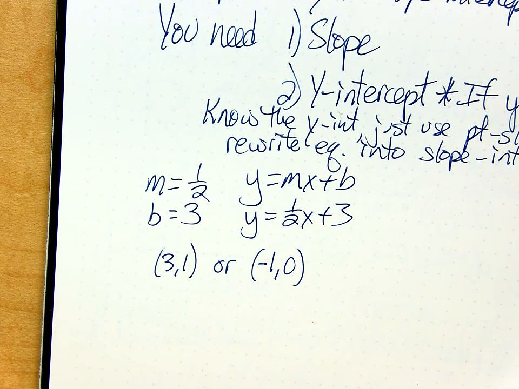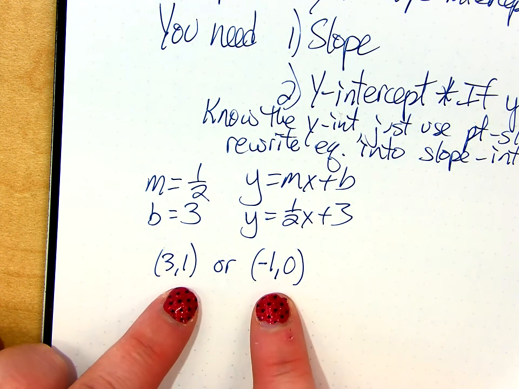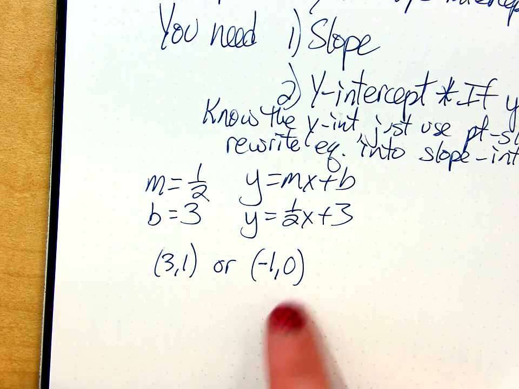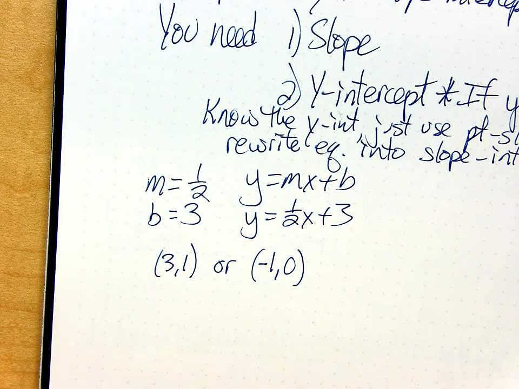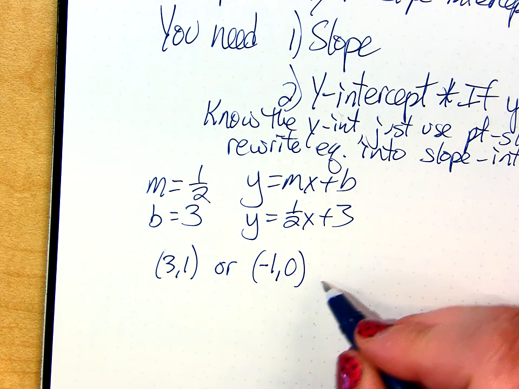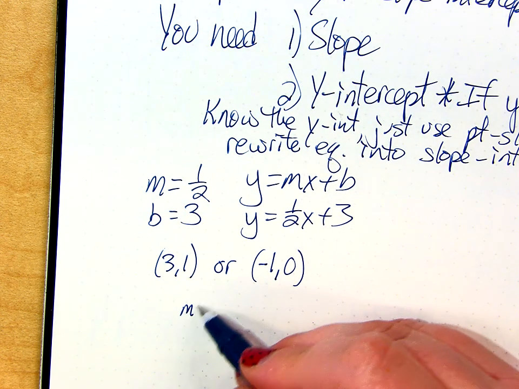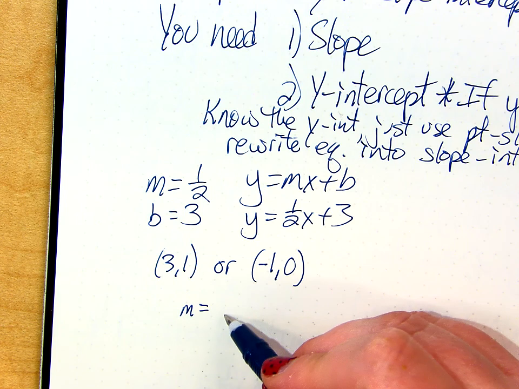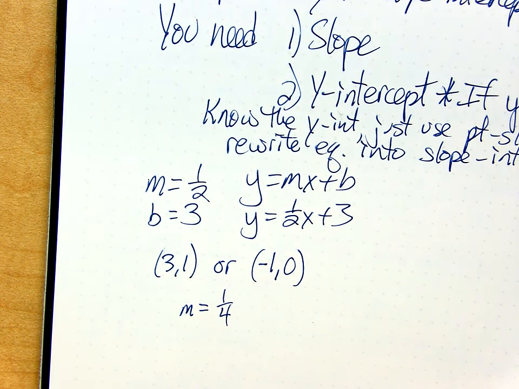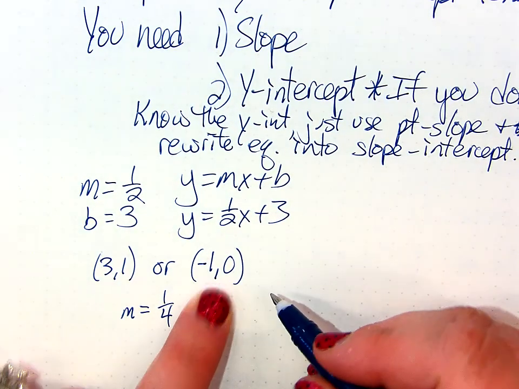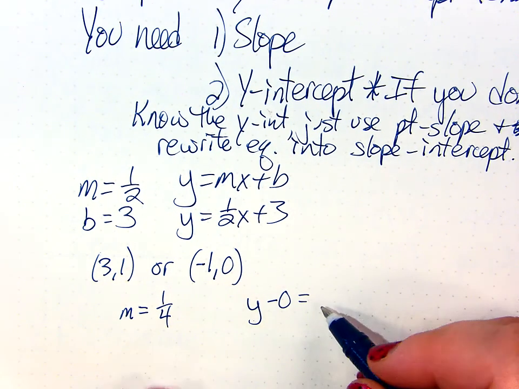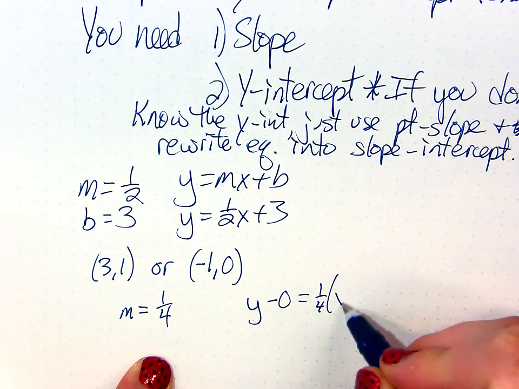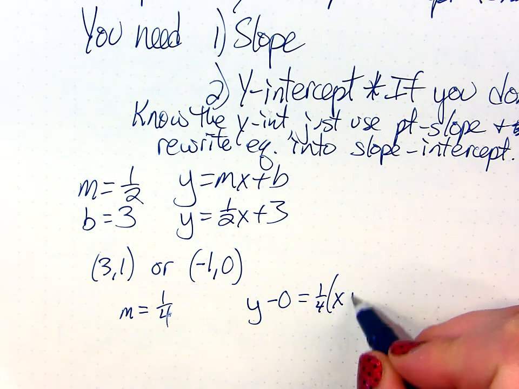Me, personally, if one of my points has a 0 in it, I like to use that one because dealing with 0 is so easy. I mean, these aren't bad either. Dealing with 3 and 1 is fine. But for me personally, if I have a 0, I like to use that. And we said our slope was what, 1/4? So when I put these pieces together, if I'm going to use this one, y minus y1 equals m times x minus x1. No, I did it wrong. x minus x1 turns into a plus.